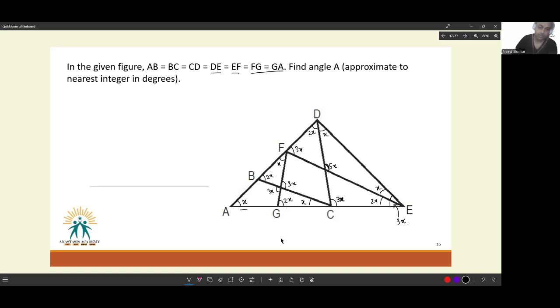Look at the large triangle ADE. I have x here. I have 3x here. I have 3x here. So 7x is equal to 180, or x is equal to 180 by 7, which should be equal to 25 whole 5 by 7. But then this was asked approximate to the nearest integer in degrees. So our final answer will be 26.